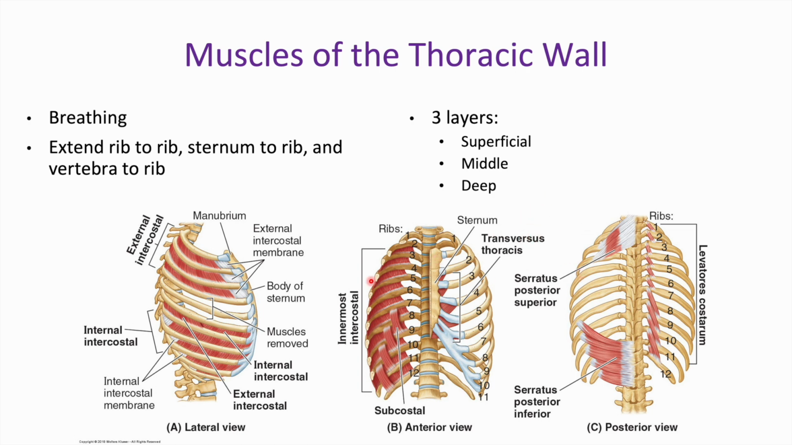And so looking at our thoracic wall, we're going to have a few different muscles. Pretty much all of these are going to function for breathing in some way. What they're going to do is extend from rib to rib. You can see all of the fibers here between the ribs. They're either going to go rib to rib, sternum to rib, or vertebrae to rib. And we're going to have 3 layers. We'll have a superficial layer, a middle layer, and a deep layer.